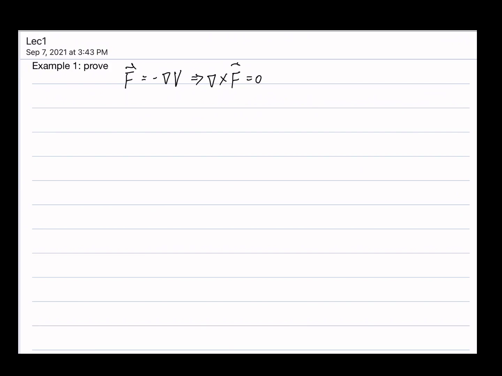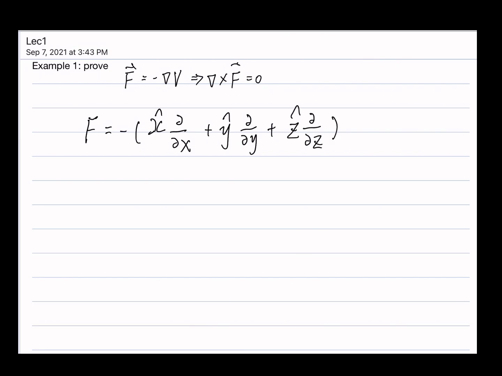Here let's write F explicitly. F equals minus the gradient operator, and with V, so what this gives is simply minus partial V partial x x-hat plus partial V partial y y-hat plus partial V partial z z-hat.